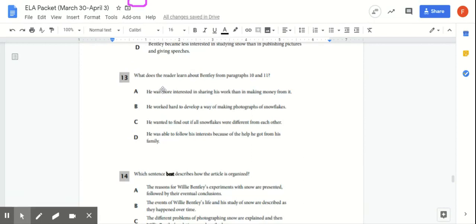Number 13. What does the reader learn about Bentley from paragraphs 10 and 11? A. He was more interested in sharing his work than in making money from it. B. He worked hard to develop a way of making photographs of snowflakes. C. He wanted to find out if all snowflakes were different from each other. D. He was able to follow his interest because of the help he got from his family. So right now, I want you to scroll up to paragraphs 10 and 11 while thinking of your answer choices. What evidence can you find about what you, as the reader, are learning about Bentley?